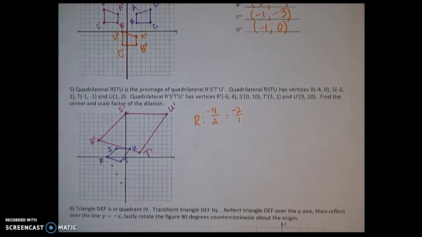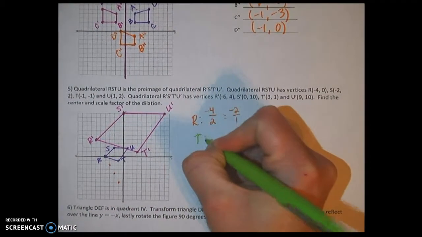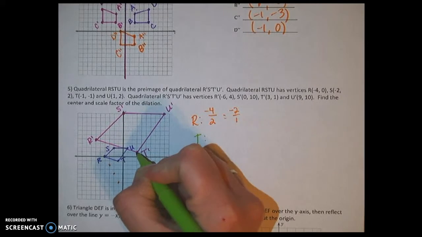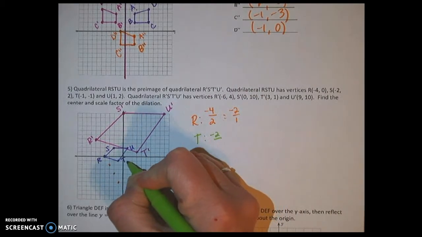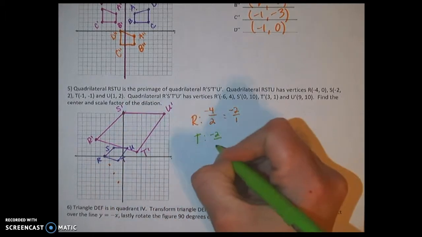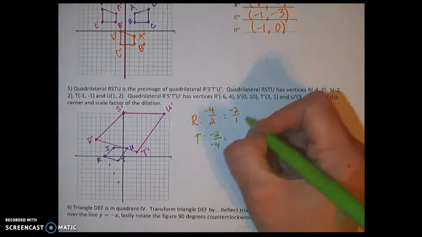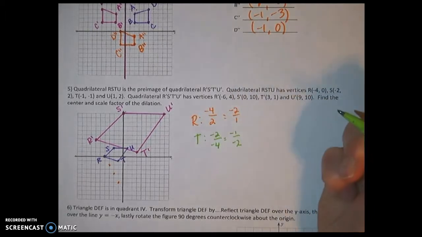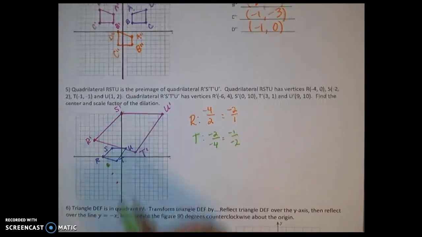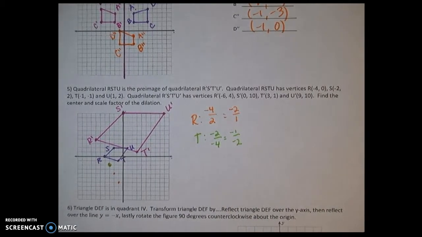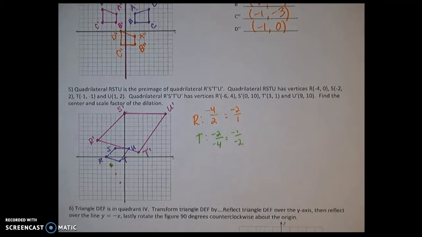I'm going to look at T. And if I look at T to get from T to T prime, I go down 2, and I go 1, 2, 1, 2, 3, 4. I go left 4. That is going to reduce to negative 1 over negative 2. So from this T, I go down 1 over 2. So you can see that that is the point right there that they overlap.